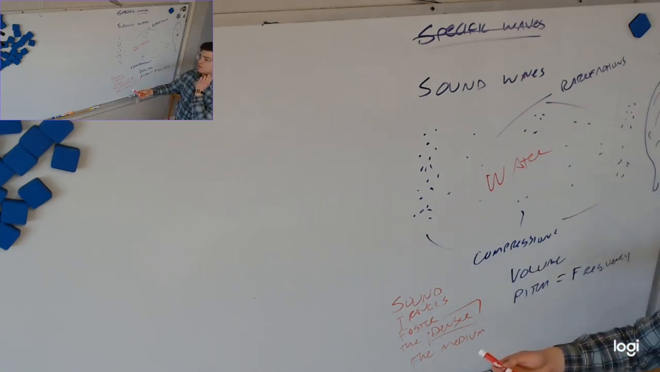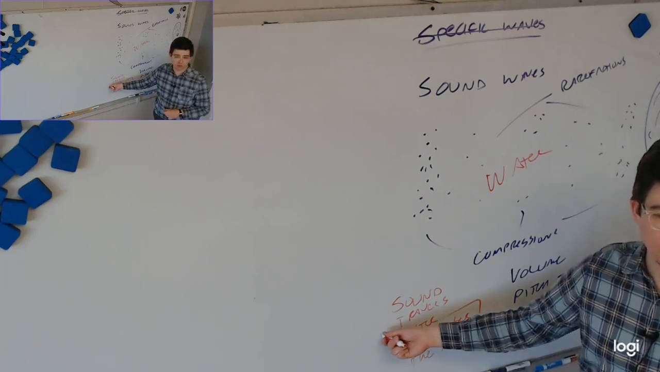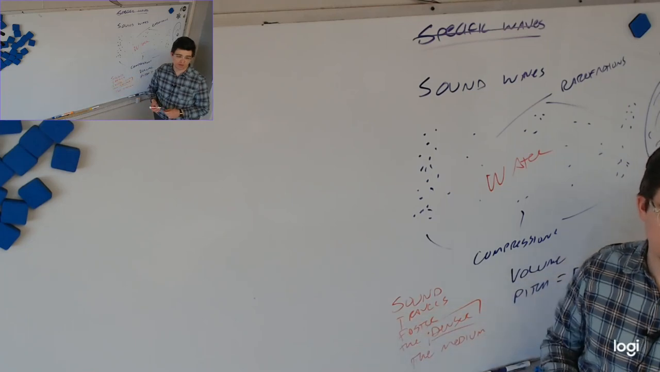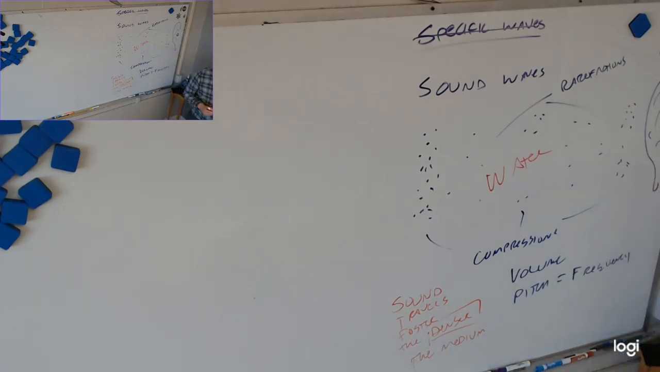So what would sound probably travel the fastest through? If it travels faster in water than in air, if it travels faster in a liquid than in a gas, what will it probably travel the fastest through? Solid. Probably a solid. Solid is denser than a liquid, generally. Not always, but generally. I can't hear my sister through the wall.